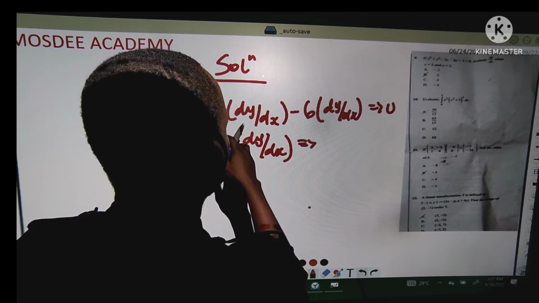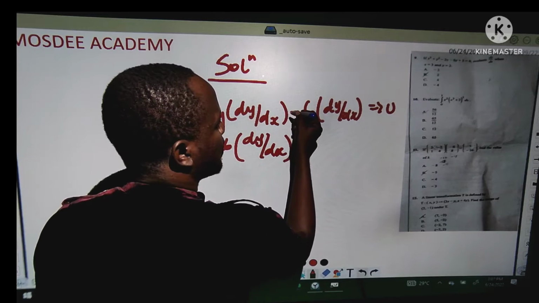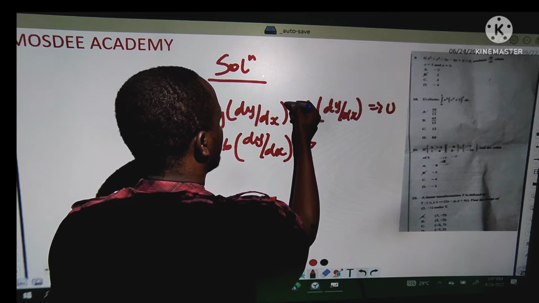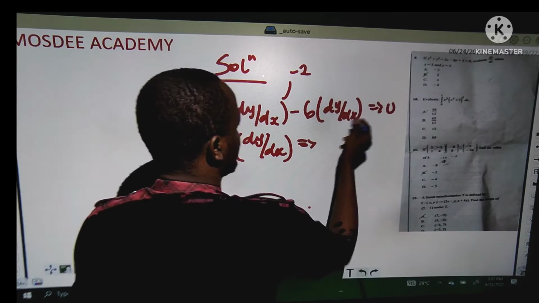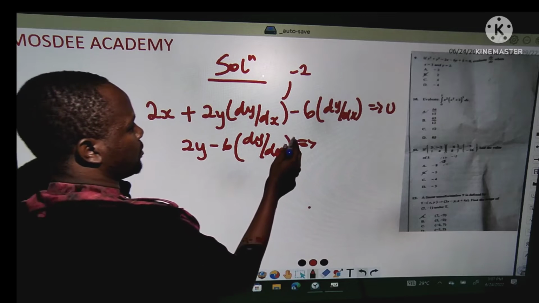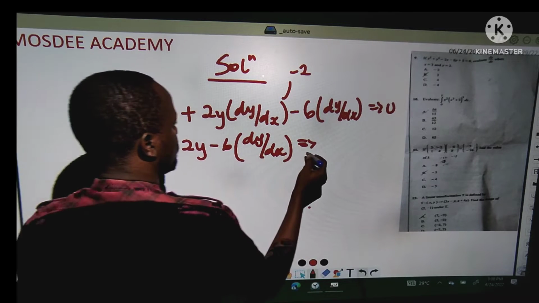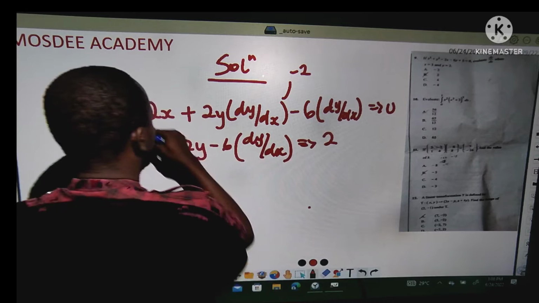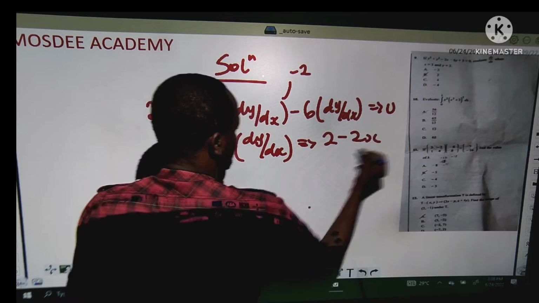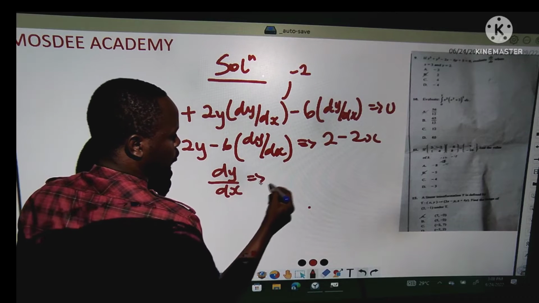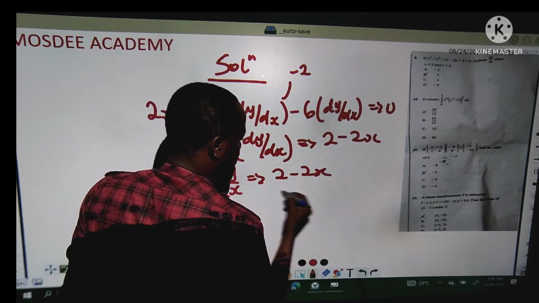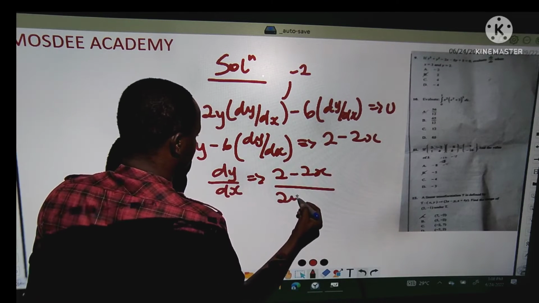2x, 2y, oh, I have left 1, that is 2x, 2y, I have minus 2, because there is a minus 2, minus 6y. So 2y minus 6 dy/dx equals minus 2 turned to 2 minus 2x. So making dy/dx the subject of the formula, dy/dx equals 2 minus 2x over 2y minus 6.